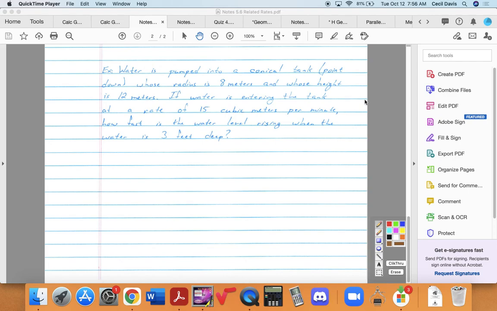So let's take a look at this problem. This is a classic problem. It used to be in every calculus textbook ever written, and it used to show up fairly regularly on AP exams. Not as much anymore.